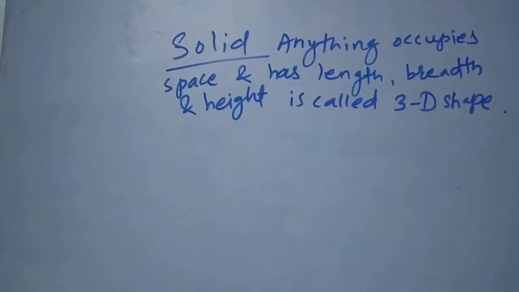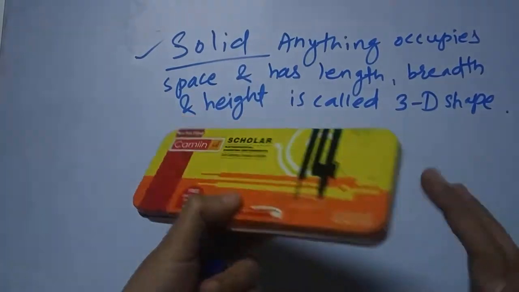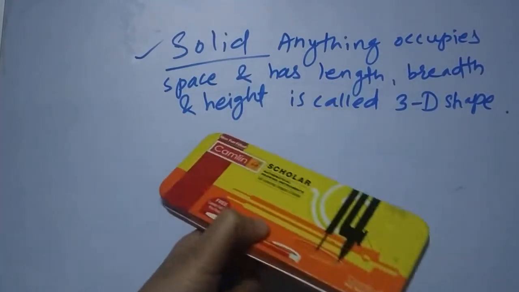So friends, the definition is so easy. Anything that occupies space, has length, breadth and height, you can call them a 3D shape or simply call them a solid. Just like an example is this one. It is having length, it is having breadth and this is its height.